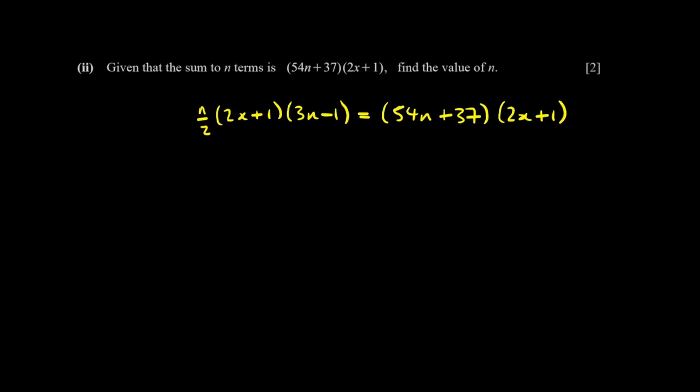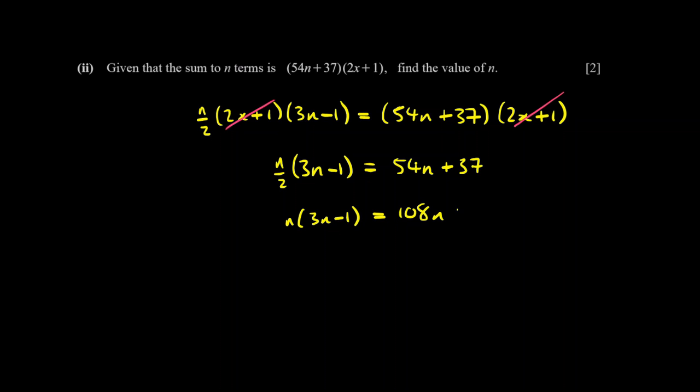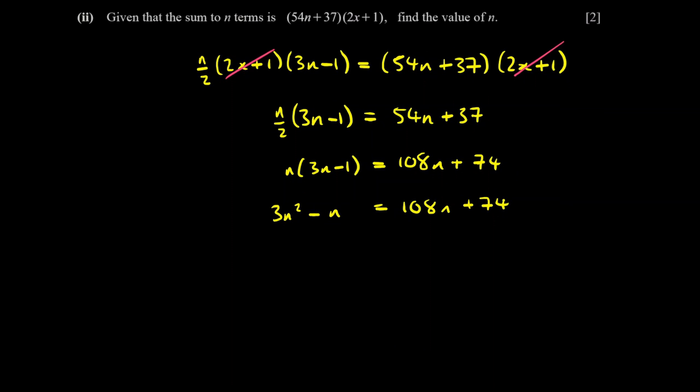Well, you should be able to see that we can divide both sides by 2x plus 1. We can cancel both sides. So that's gone. That's gone. And so what we're left with here is n upon 2 bracket 3n minus 1 is equal to 54n plus 37. Now, I want to get rid of the fraction on the left-hand side, the n upon 2. So what I'm going to do is times both sides by 2. So n bracket 3n minus 1 is equal to 108n plus 74. And on this side, I expand the bracket. 3n squared minus n is equal to 108n plus 74. And then I can bring everything through to one side, which gives me 3n squared minus 109n minus 74 equals 0.